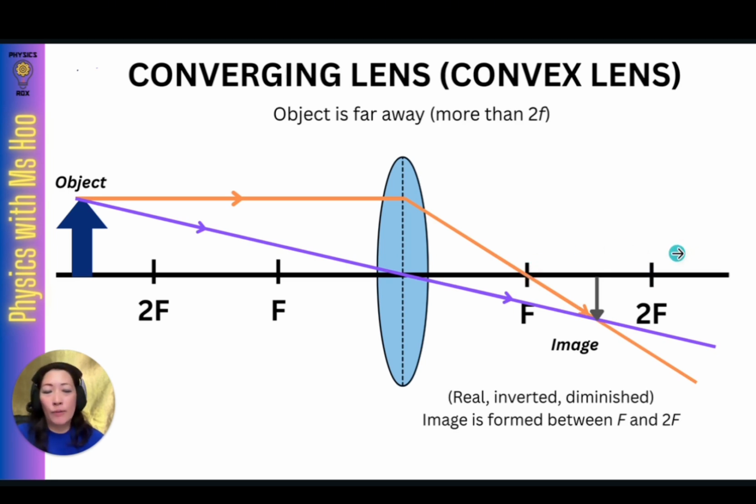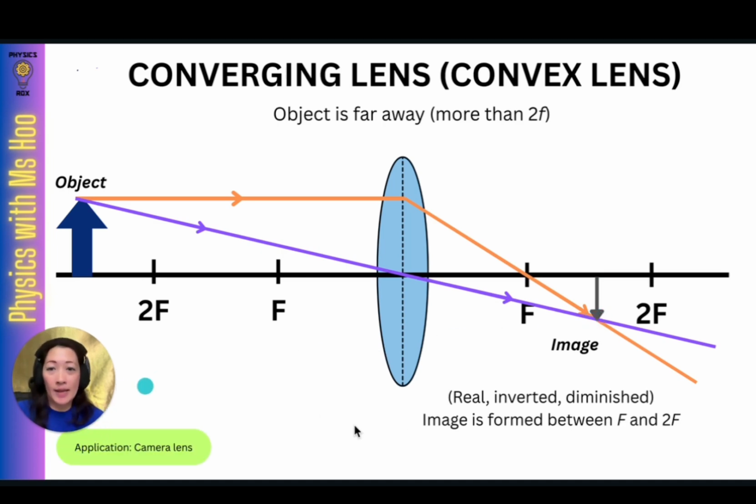In addition to knowing the image characteristics, it is also good to know what kind of application could be used in this situation. Meaning, if we use this biconvex lens in a device, what use would we get for an image that is real, inverted, diminished? The application is a camera lens. That means if you imagine this is the camera lens, this is the object, you're taking a picture of somebody. If it's a film camera, that means the film needs to be placed over here and the image will be projected onto the film to get a clear image.